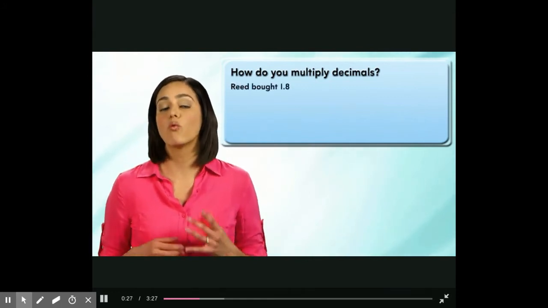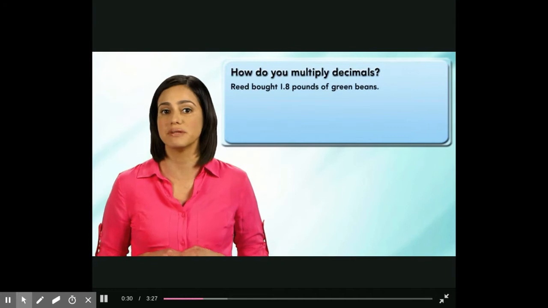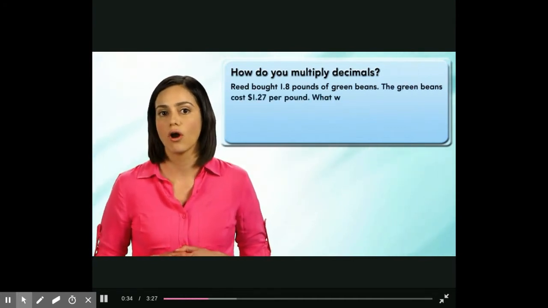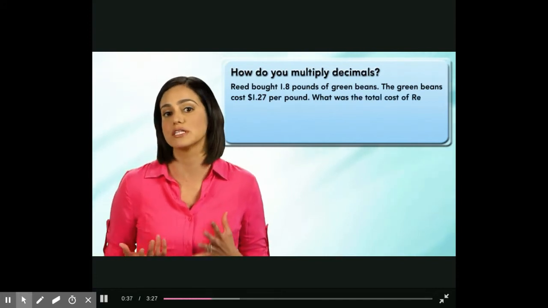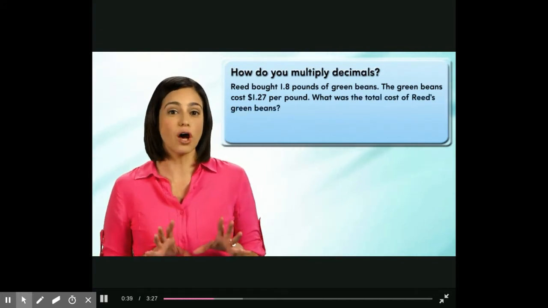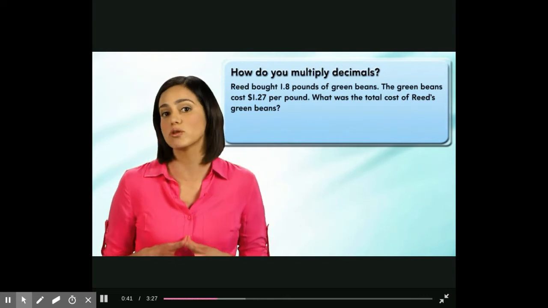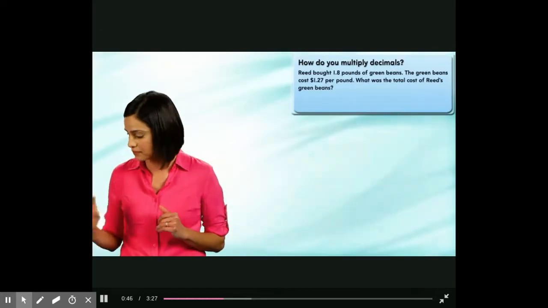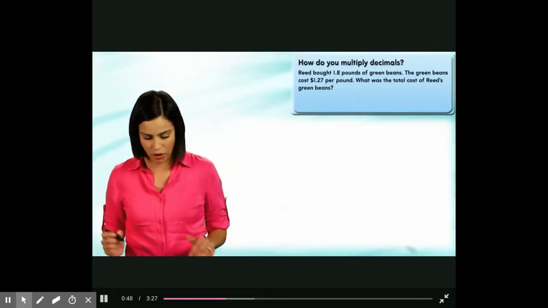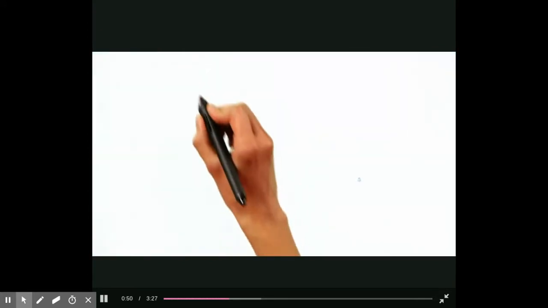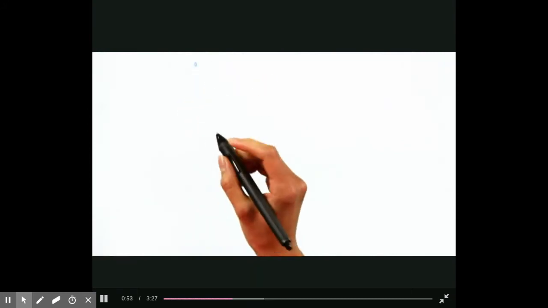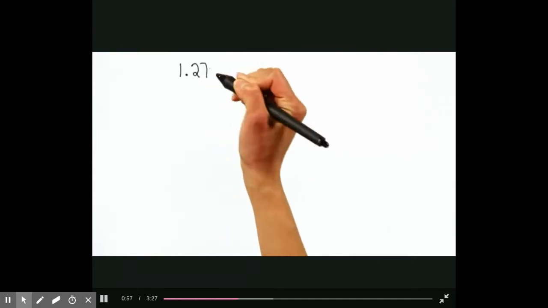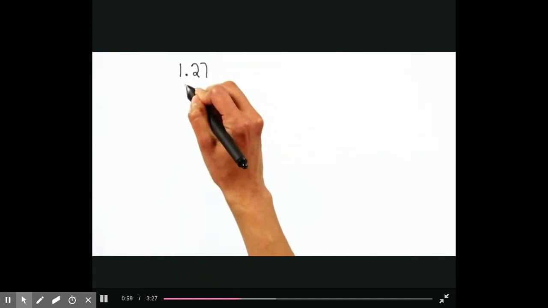Reed bought 1 pounds of green beans. The green beans cost $1.27 per pound. What was the total cost of Reed's green beans? To solve this exercise, we need to multiply the cost per pound times the pounds of green beans. Let's bring in our factors: $1.27, and then our pounds was 1.8.